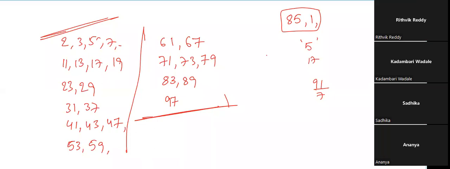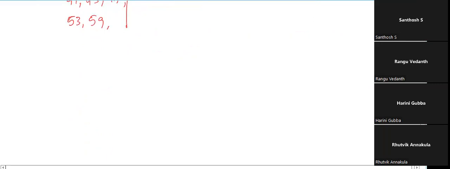Sir, in 1 to 100, the biggest prime number is 97, and in 1 to 1000, the biggest prime number is 997. Okay. Sir, 90 to 100 is the only group which contains only one prime number. Yes.